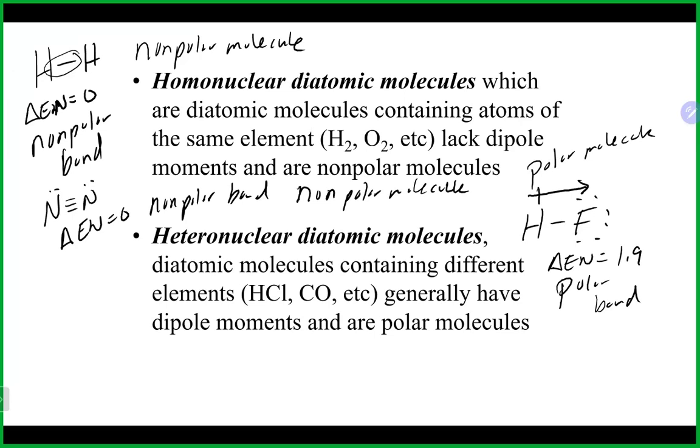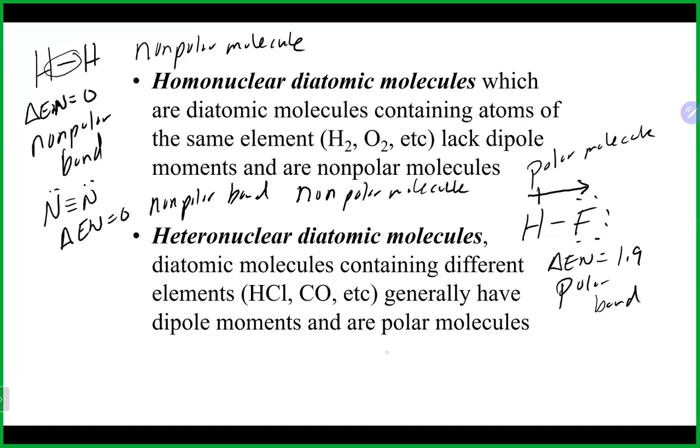So if you have a diatomic molecule, they are the simplest to decide: is it a polar molecule? Is it a nonpolar molecule? Basically, if the bond is nonpolar, the molecule will be nonpolar. And if the bond is polar, based on electronegativity difference, the molecule will be a polar molecule. So they are the simplest ones possible because there's just one bond, and whatever that bond is in terms of polarity will be what the molecule is in terms of polarity.